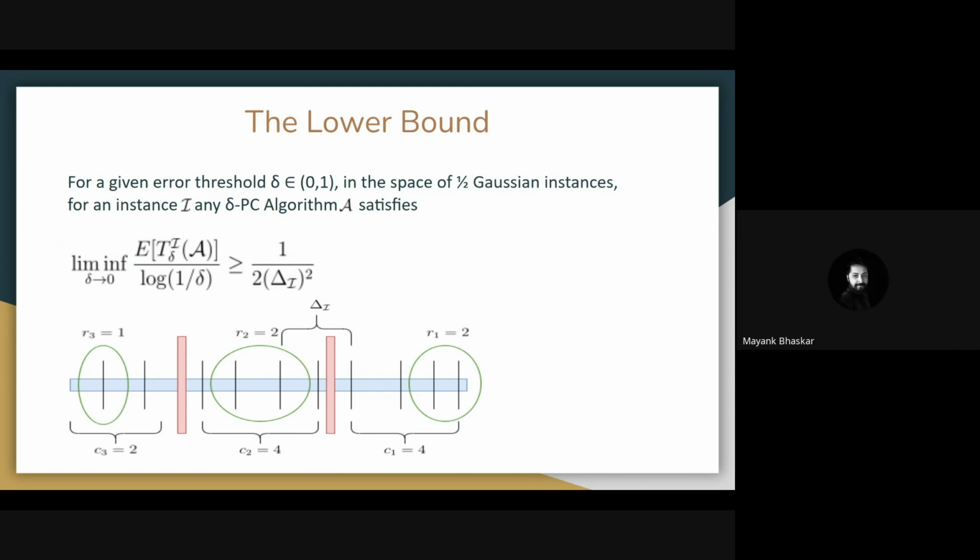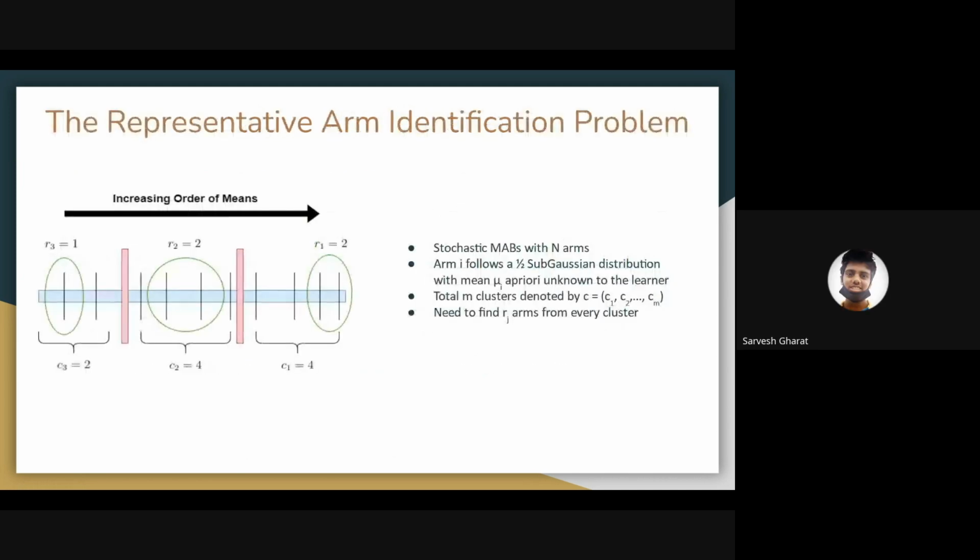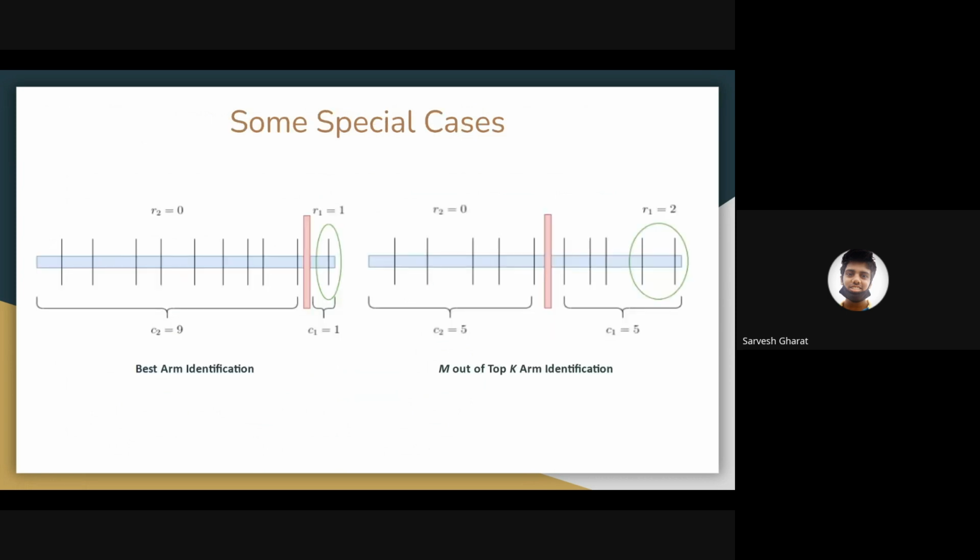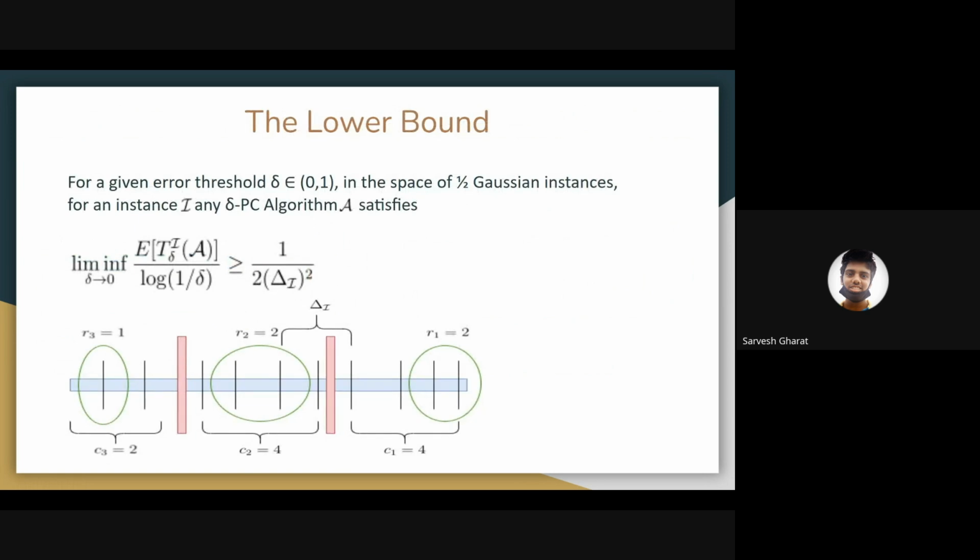What's the C here? The C1, C2, and C3 are the cluster sizes. C1 is the top C1 arms. C2 is the top C1 plus C2 arms excluding C1, or you can say the next top C2 arms after C1.